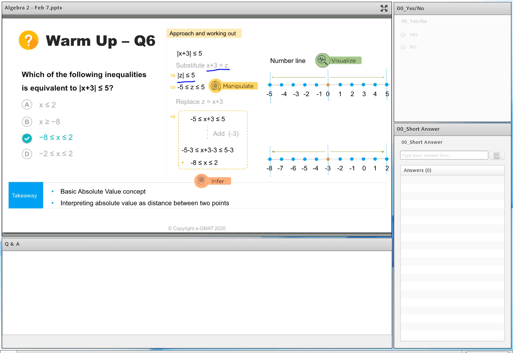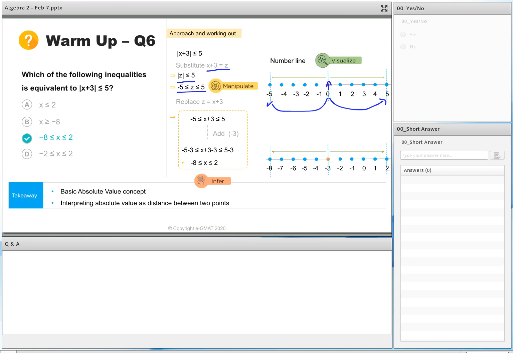Now, how is mod of z less than or equal to 5 visualized on the number line? Let's say that I have z at 0 over here, and up to 5 units distance, everything is something that I need to consider. So from 0 to the left, I go 5 units. From 0, I go 5 units to the right. So from minus 5 to 5 is where the values of z would lie, right? So the range of z would be minus 5 less than or equal to z less than or equal to 5.